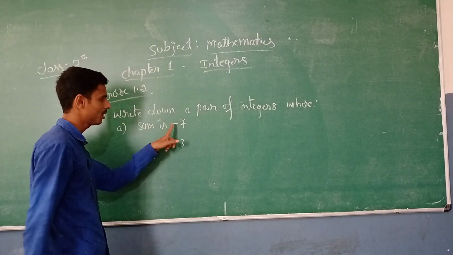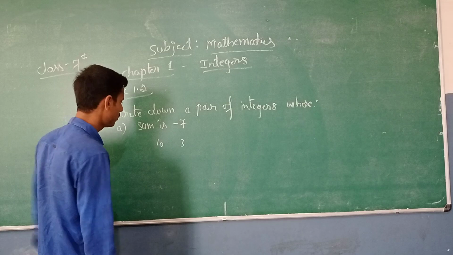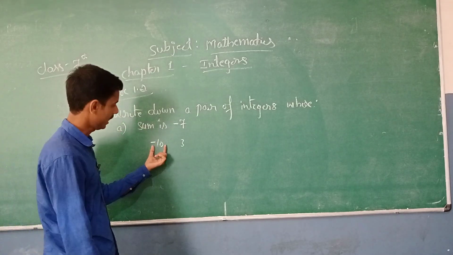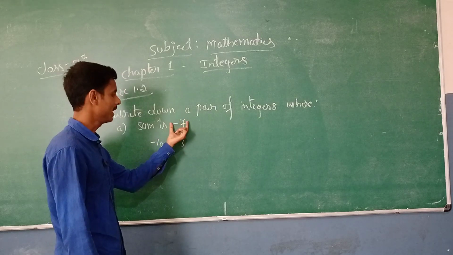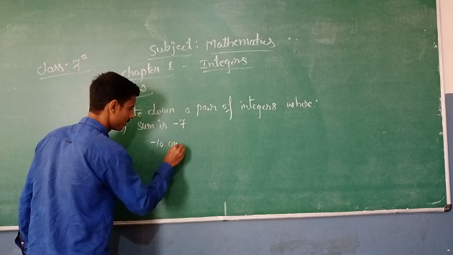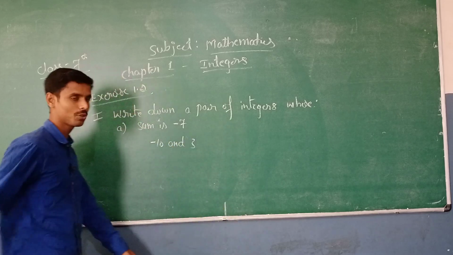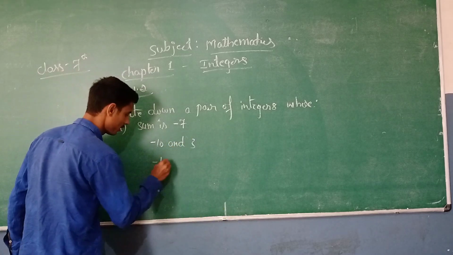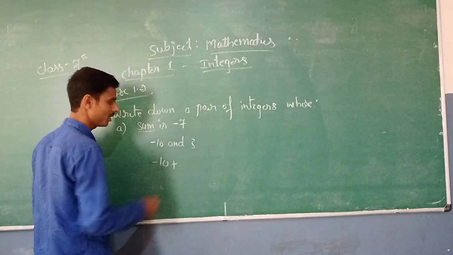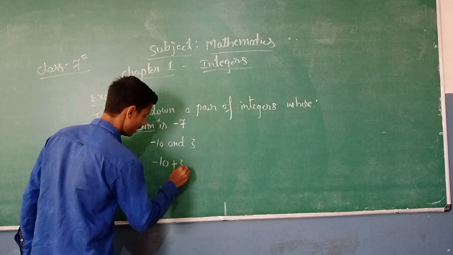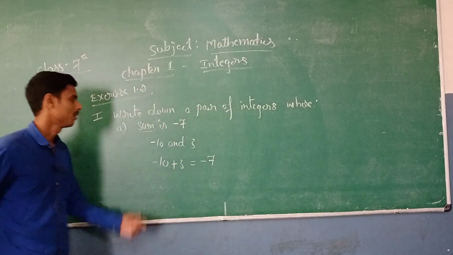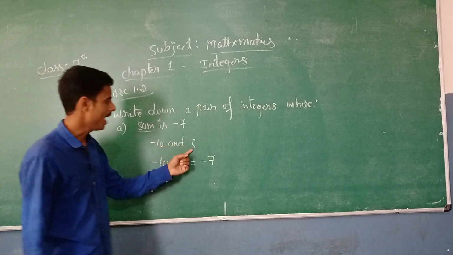We should get a negative integer. So therefore we will put minus for the greater number, because we should get minus 7. So minus 10 and 3. Let us check these two. Minus 10. Sum means addition, right? Plus, which type of integer are we adding? Plus 3. Minus 10 plus 3 is minus 7. So we can write minus 10 and 3.